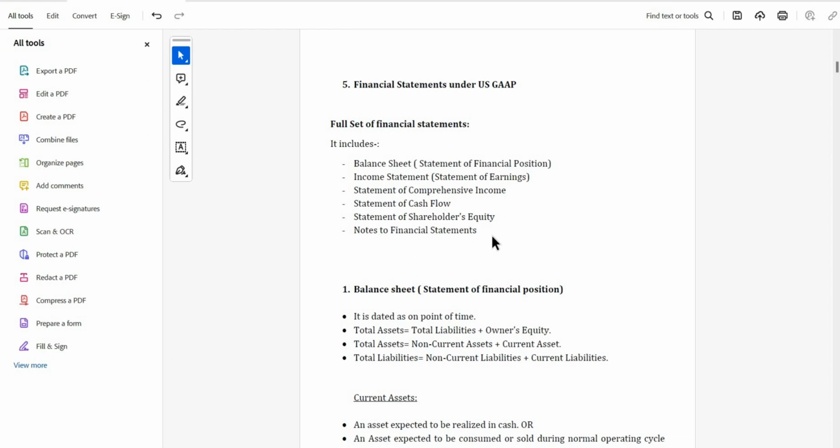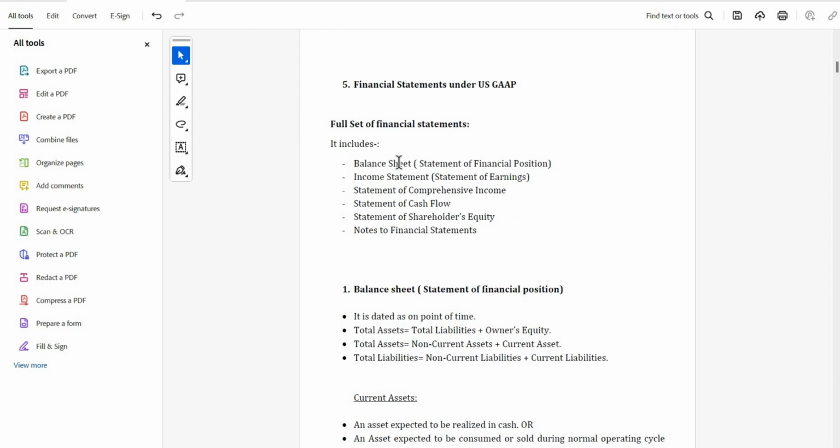So we have 6. The 3 are easy, we can remember: balance sheet, income statement, cash flow, and then we have other new 3 things, that is statement of comprehensive income, statement of shareholders equity, and notes to accounts. So we have 6 things.